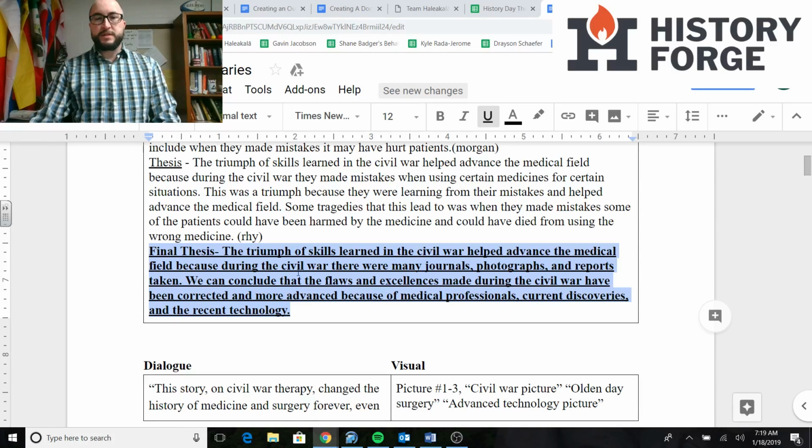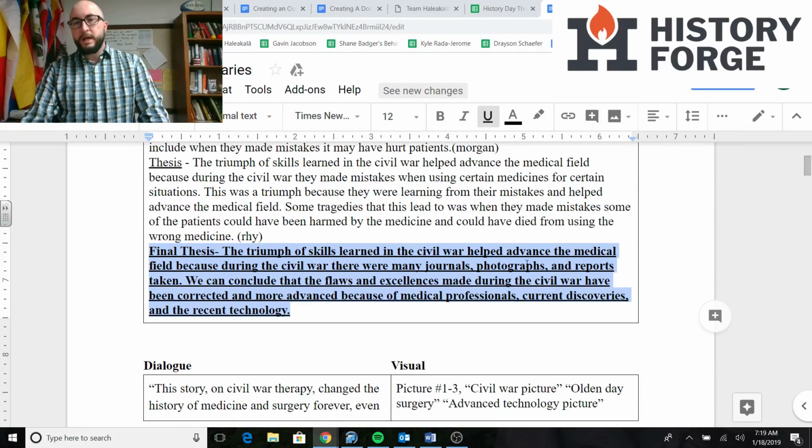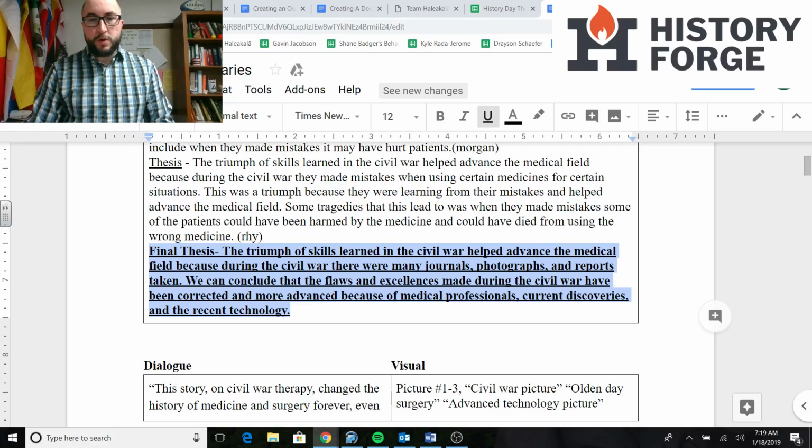So you can see right here it says the triumph of skills learned in the Civil War helped advance the medical field because during the Civil War there were many journals, photographs, and reports taken. We conclude that the flaws and excellence made during the Civil War have been corrected and more advanced because of medical professionals, current discoveries, and the recent technology.